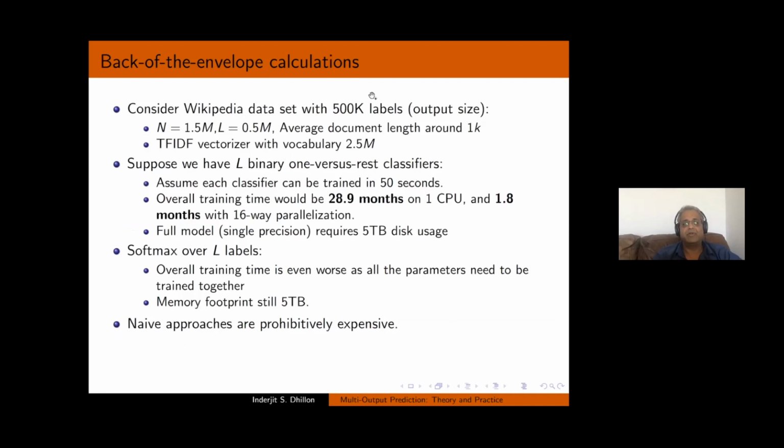Each classifier, on a document length of about 1,000, where the vocabulary size or the feature size is 2.5 million, you can train in 50 seconds. And if we assume that, then the overall training time would really be very prohibitive on one CPU. And even if we assume full parallelization, let's say on a 16-way computer, it would take nearly 2 months to just do one training on this data set.